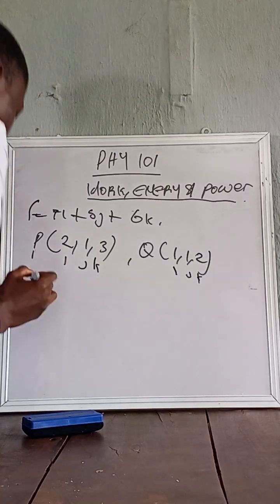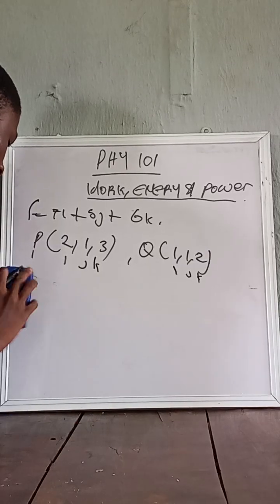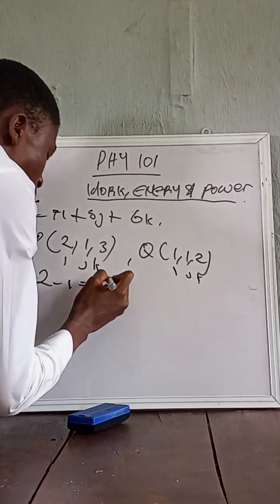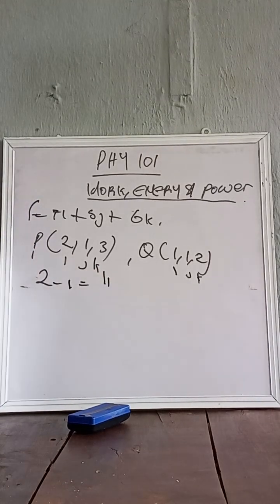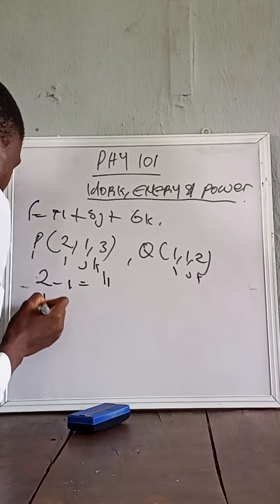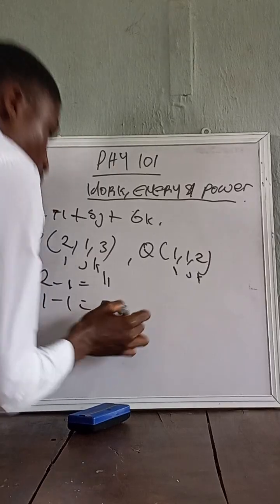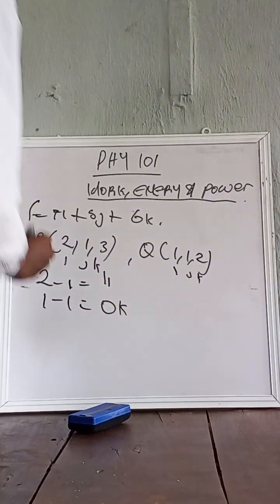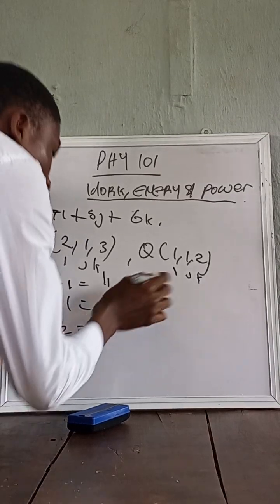So I'm going to subtract. The first thing I'm going to do is subtract 2 minus 1, to give me 1i. Then the next thing is 1 minus 1, which is equal to 0j. Then I'm still going to subtract 3 minus 2, which is equal to 1k.